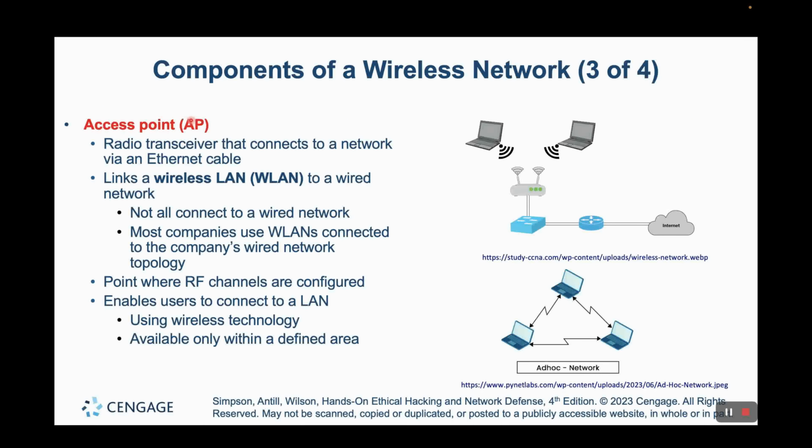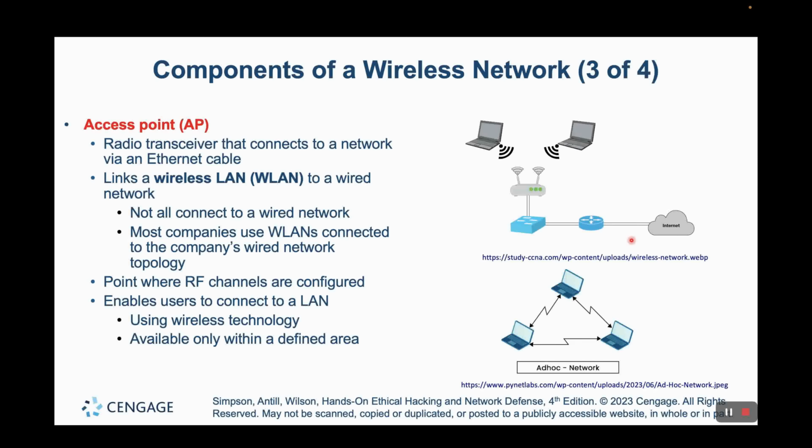Now, another component is the access point here, a radio transceiver that connects to a network via an Ethernet card. We have it at home, everywhere. You could link a wireless LAN to a wired network, as you see over here. Here we have the access point connected through a wire to your switch. Okay. Now, not all connect to a wired network. The role of the access point is basically to bridge the wireless LAN over here with the wired network.